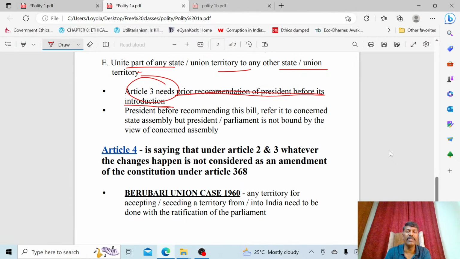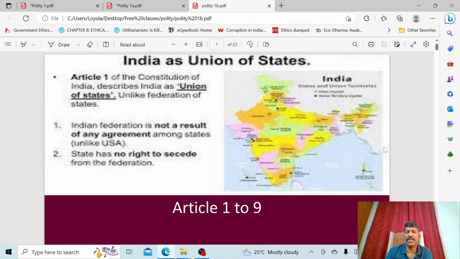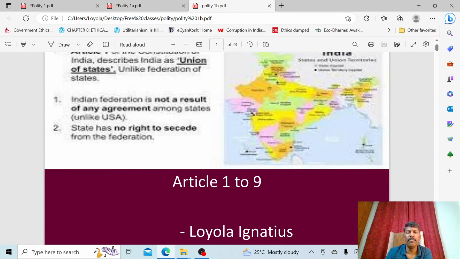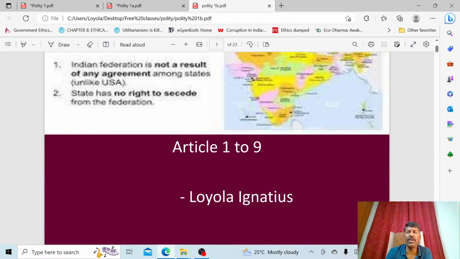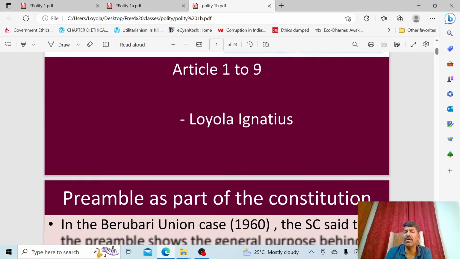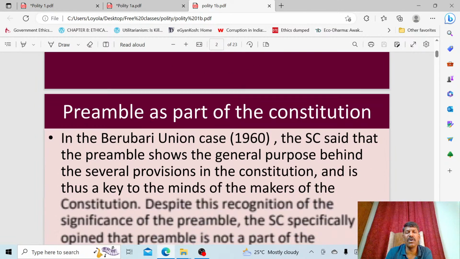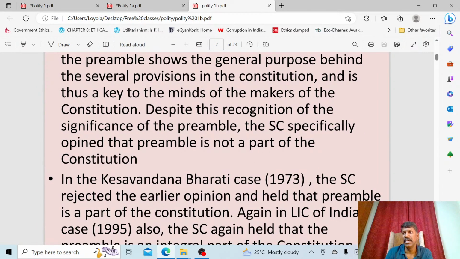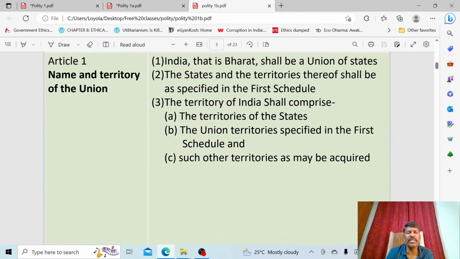Okay, fine. When I move to the next level, I already told how the concept works under Articles 1 to 4: the Union of India under Article 1, the external readjustment under Article 2, and Article 3 is internal adjustment. Whatever we do under Articles 3 and 4 is not considered a constitutional amendment. But in the Berubari Union case, it is very clear that you have to make an amendment if you want to take some territory from outside or secede some territory from India. This is the normal scenario.